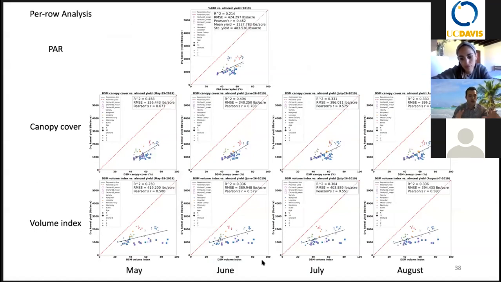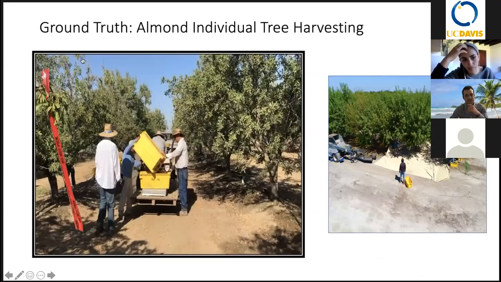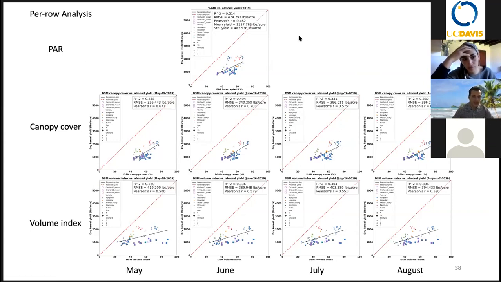Okay, so this is an overview of the data analysis that I will explain. It's a lot of information, so let me explain what's happening here. As I mentioned, we did 5 times data collection. We removed the first time, so this is data collection in May, June, July, and August. We calculated canopy cover and volume index for each individual tree. And also we had the canopy light interception measured using this tool in June. And here are the results.